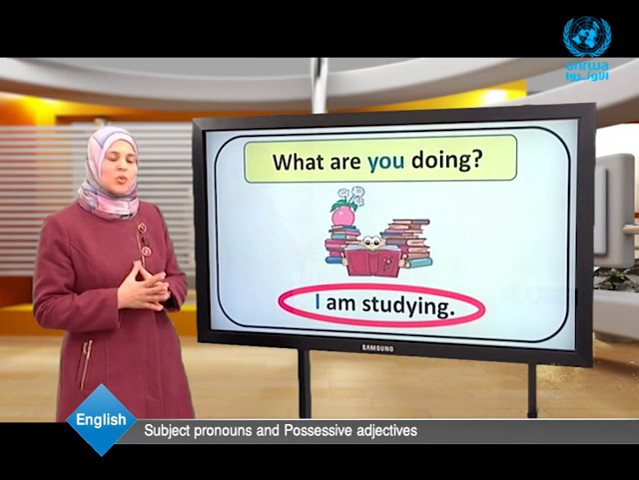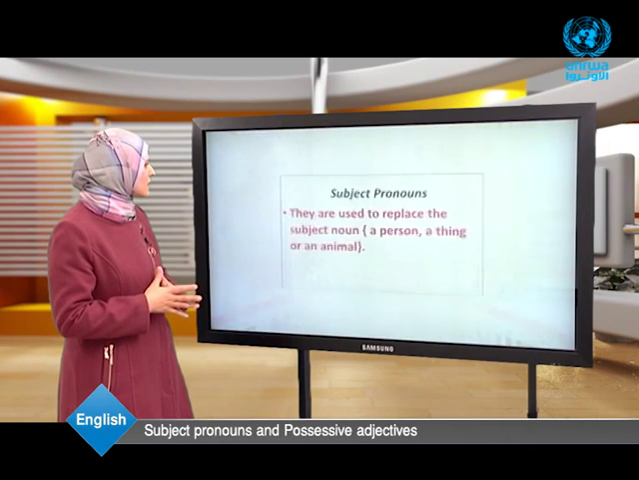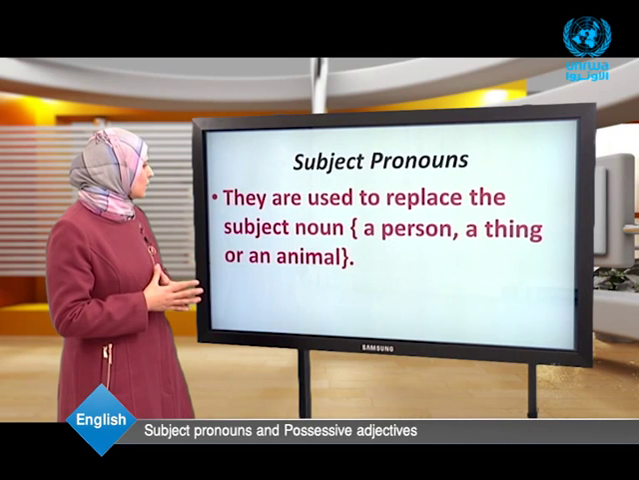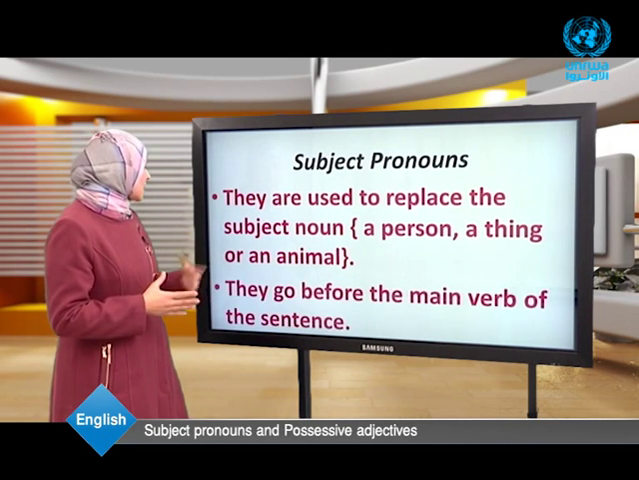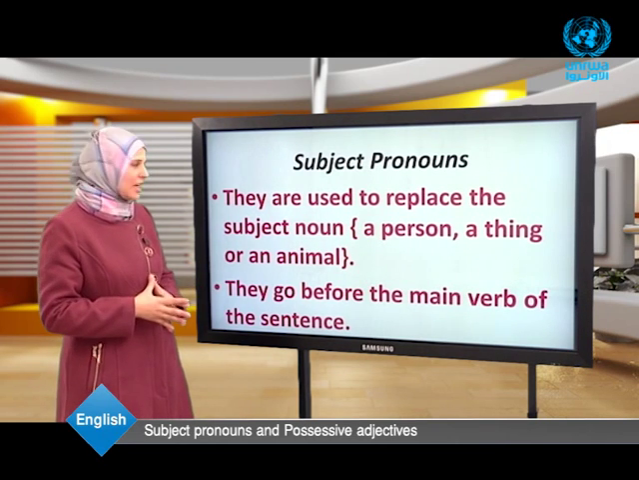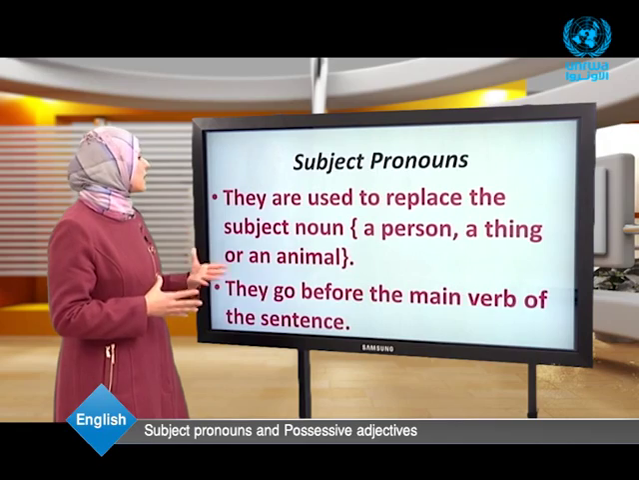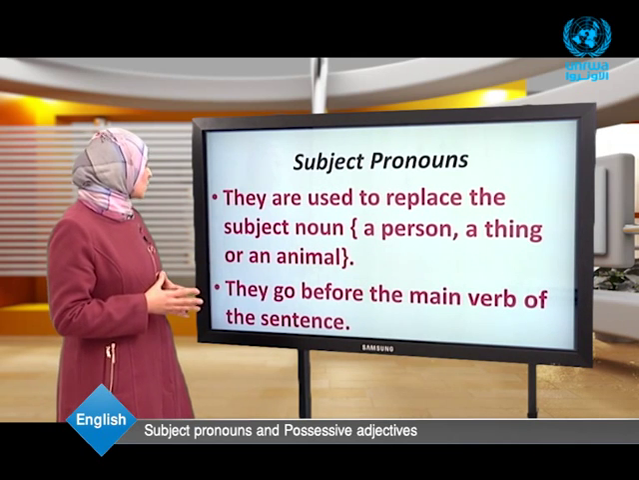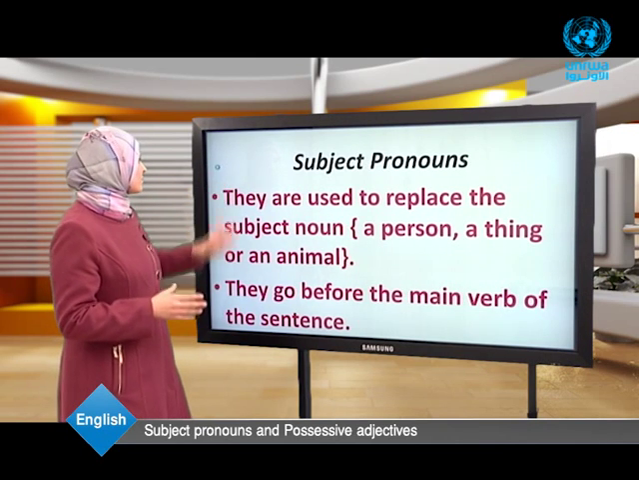Now, dear students, we can conclude that subject pronouns are used to replace the subject noun, a person, a thing, or an animal. They go before the main verb of the sentence. Let's read the conclusion once again. Subject pronouns are used to replace the subject noun, a person, a thing, or an animal. They go before the main verb of the sentence.